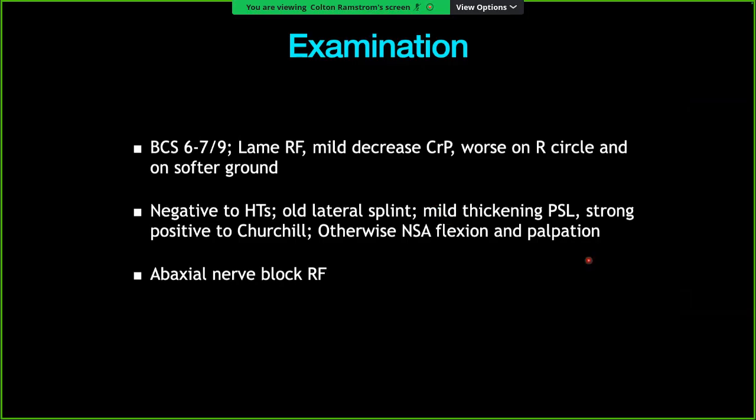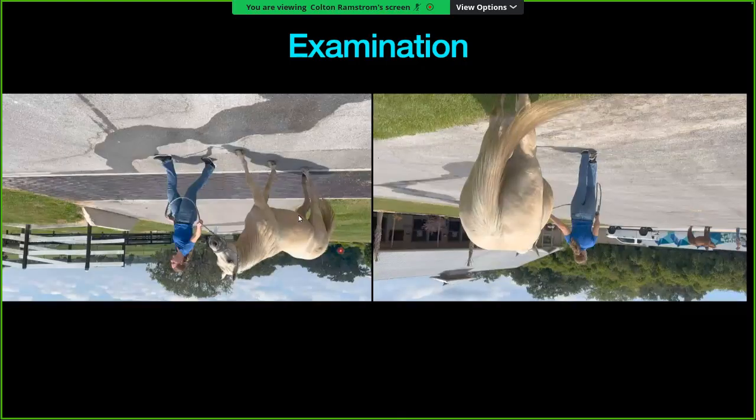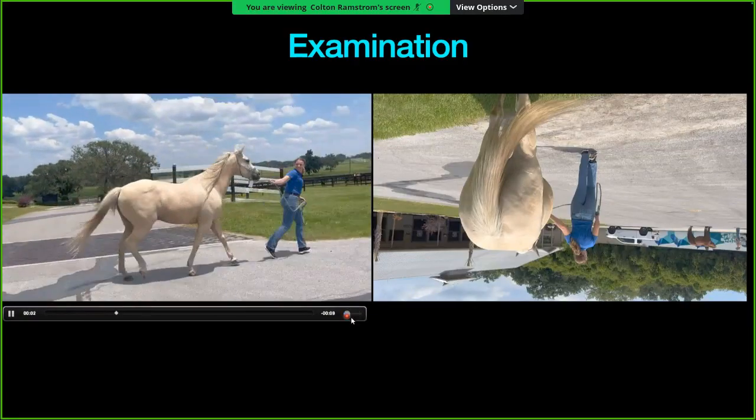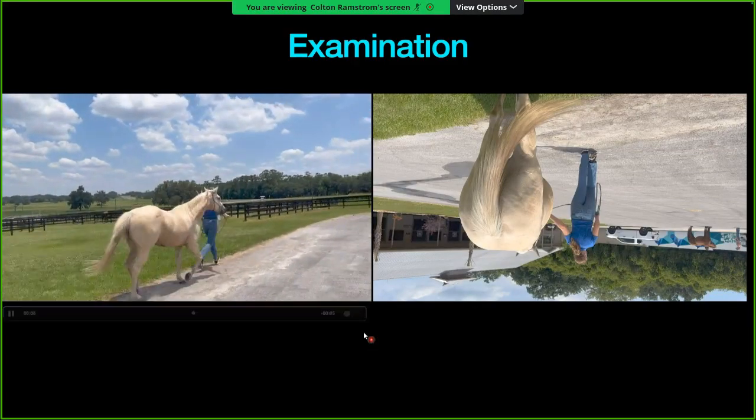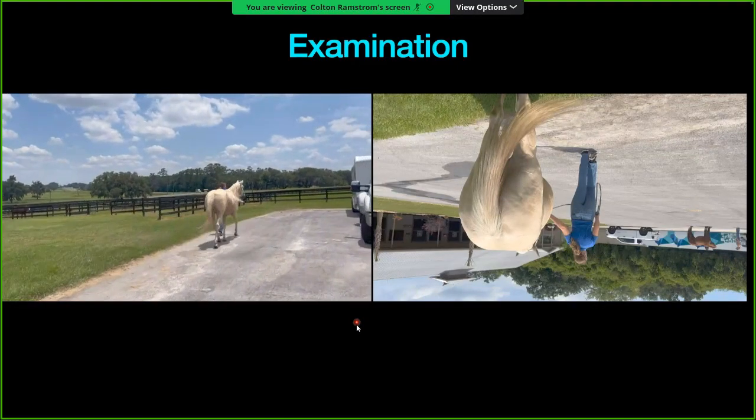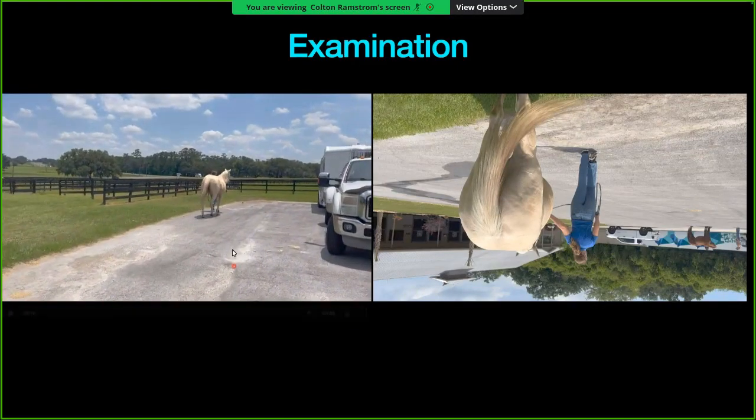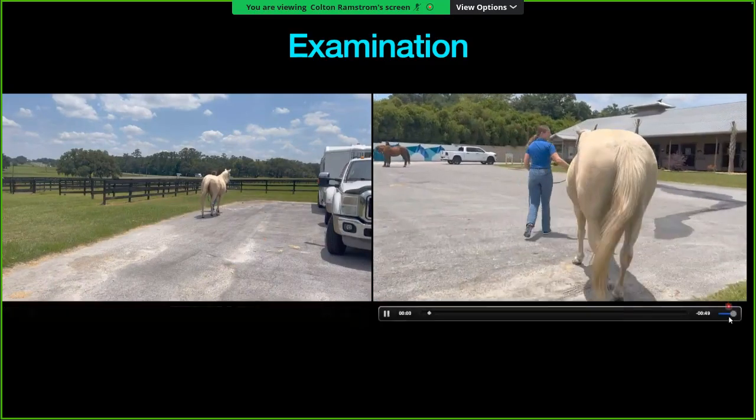Negative to hoof testers. He did have an old lateral splint on that right front, quiet, no sensitivity to palpation, with some mild thickening of the proximal suspensory ligament, strong positive to a Churchill test on the proximal. Otherwise, flexions were insignificant. Decided to start with an abaxial nerve block on that right front. These will flip over, at least they did last night. So pretty decent improvement there. I liked it. I would call that a positive nerve block.